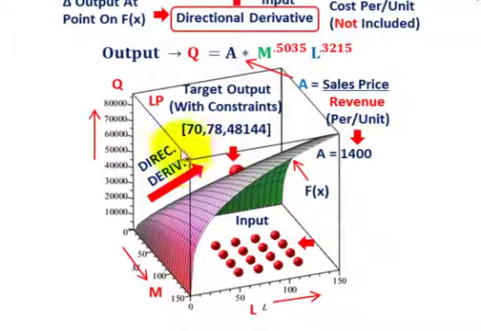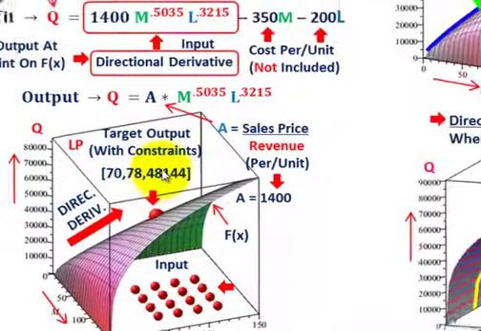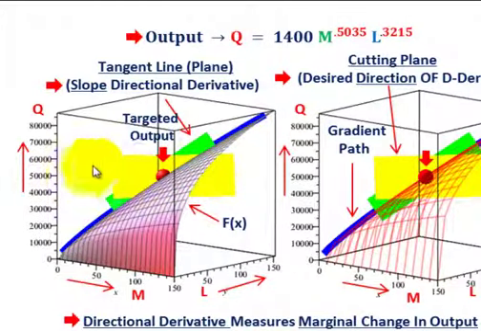And when you're dealing with your directional derivative, you've got to have some targeted outputs. In this case, I've calculated these where we had some constraints for our material and labor. For our targeted output, we came up with 70 units of material and 78 units of labor, and we come up with a targeted output of 48,144. So this is what we're going to be working with. Okay, so let's take a view of it over here.